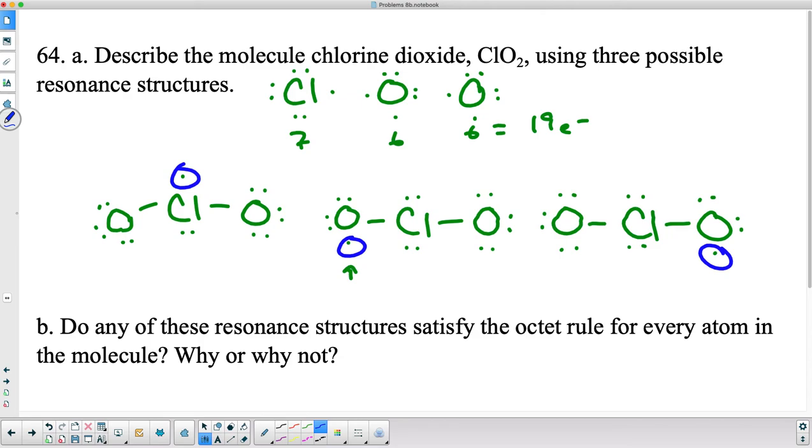No, that's impossible. You can't satisfy the octet rule for every atom, so the answer is definitely no, and that's because there are an odd number of valence electrons. You can't have the octet rule satisfied when you have an odd number of valence electrons. It just doesn't work that way. Mathematically, it's an impossibility. Why or why not? The answer is no, and the why is because you have an odd number of electrons. All right, let's move on.